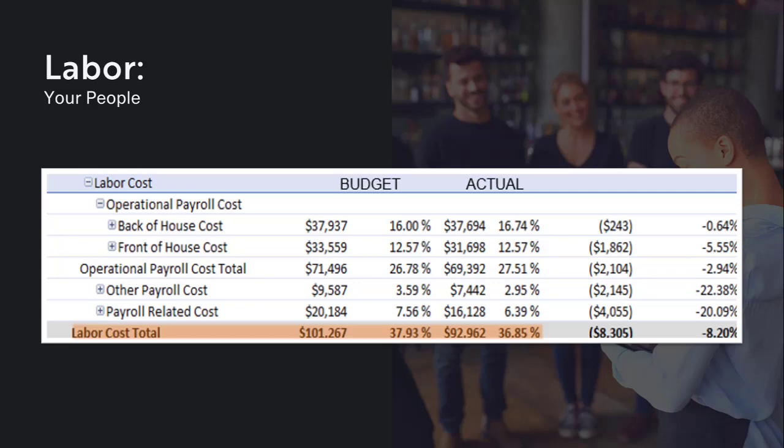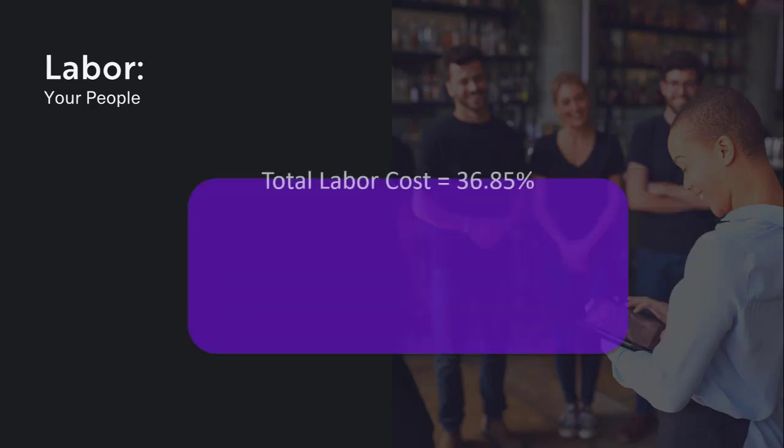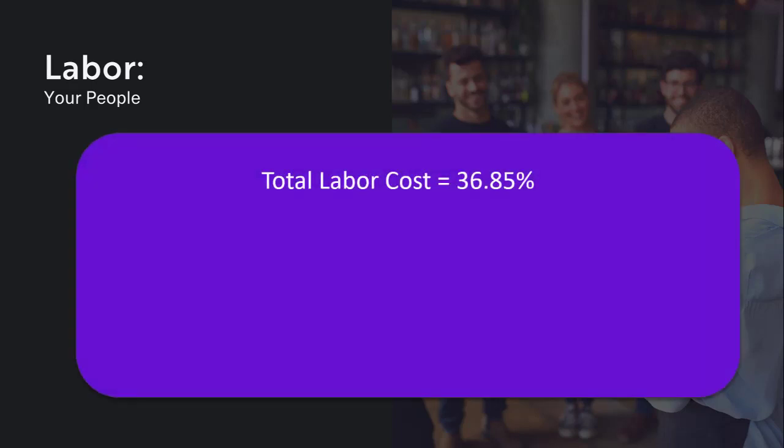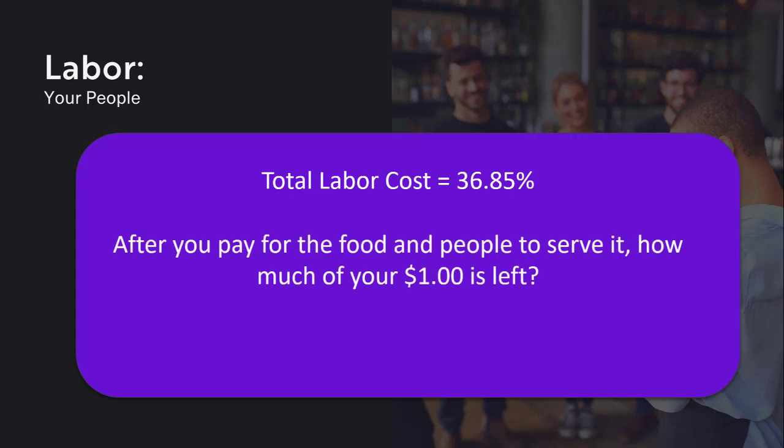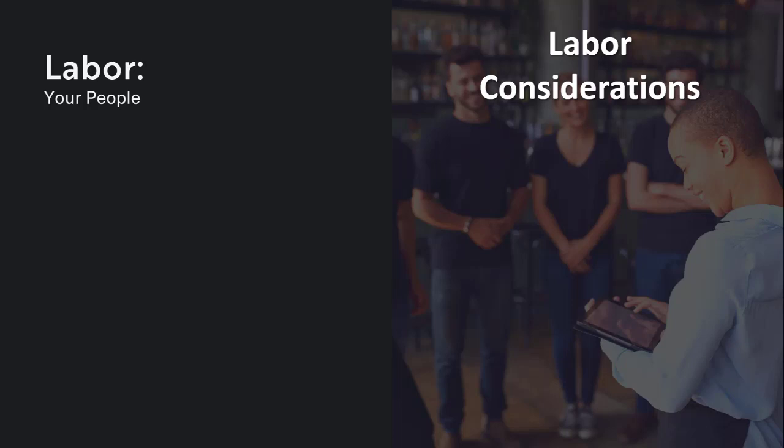The rest of your labor should include salaries, payroll taxes, employee benefits, and employee discounts. All this combined is the next benchmark to look at, your total labor. So here your total labor is 36.85%. So now how much is left of our dollar? 36 cents remains. Let's review a few other labor considerations.